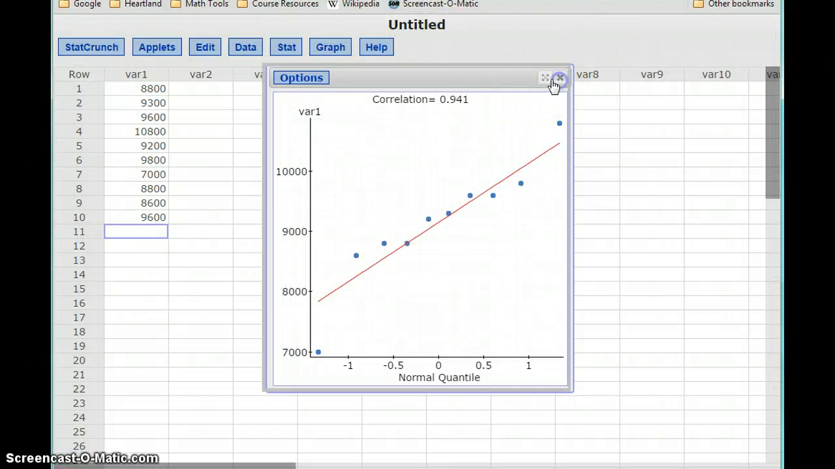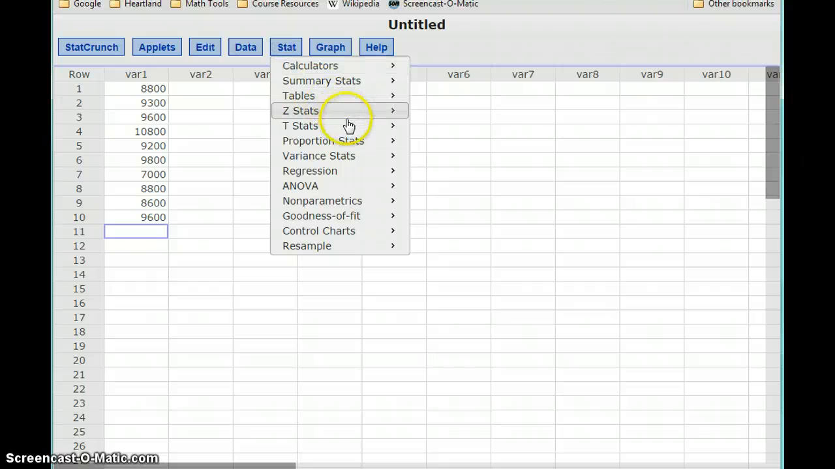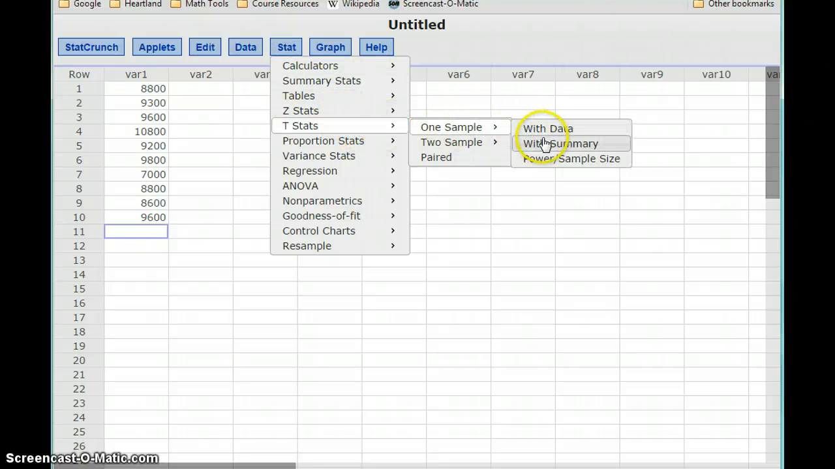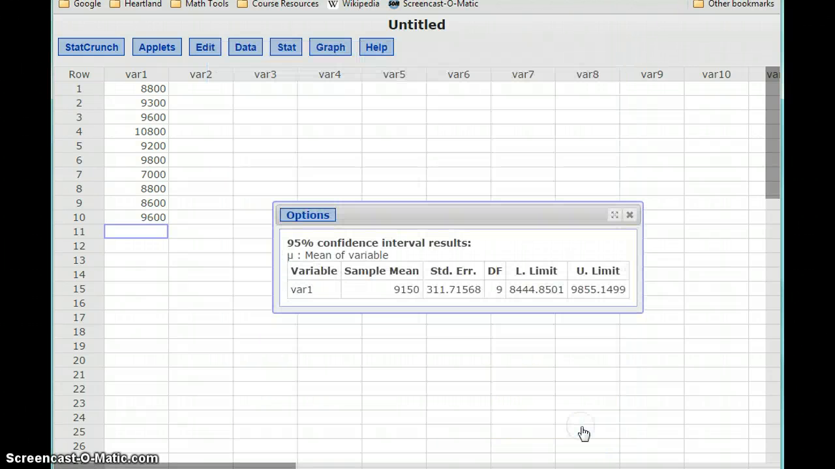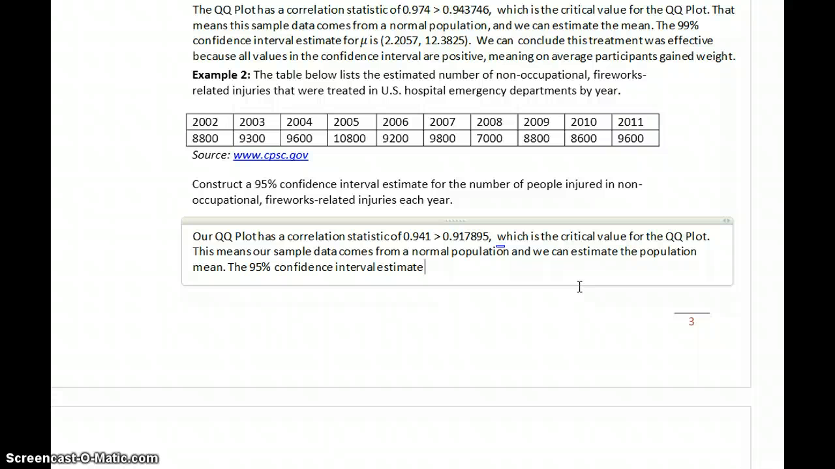if we flip back to StatCrunch, we'll again select Stat, T-stats, one sample, and with data. Select variable 1, and our confidence level is already set to 95%. Click compute. So we get our lower and upper limit. So our 95% confidence interval estimate for the population mean, mu, is 8,444.85 to 9,855.15.